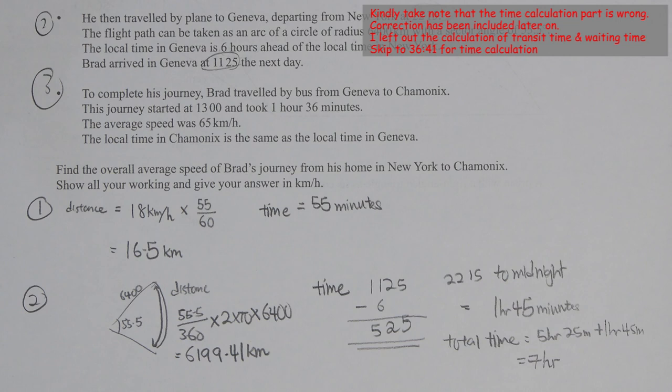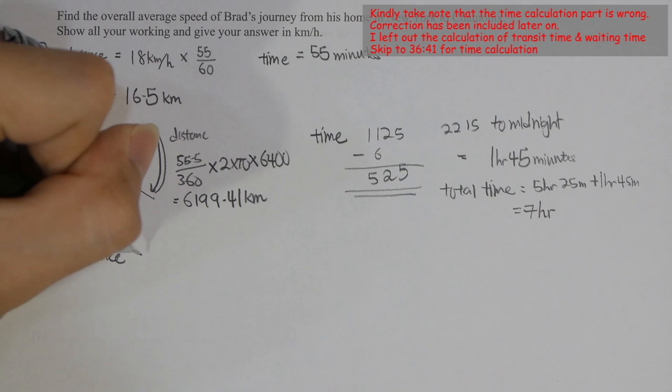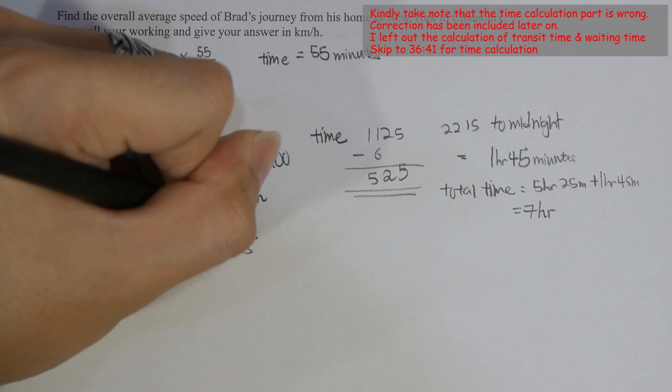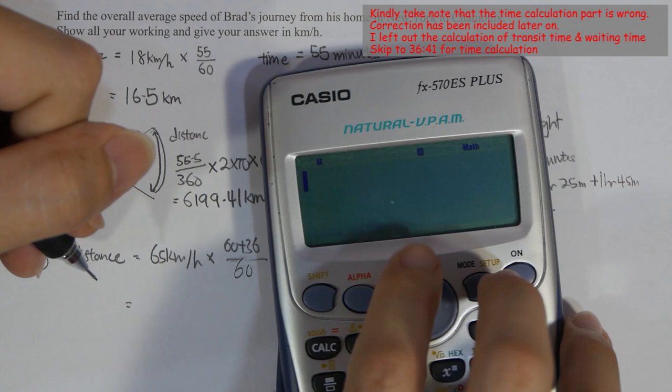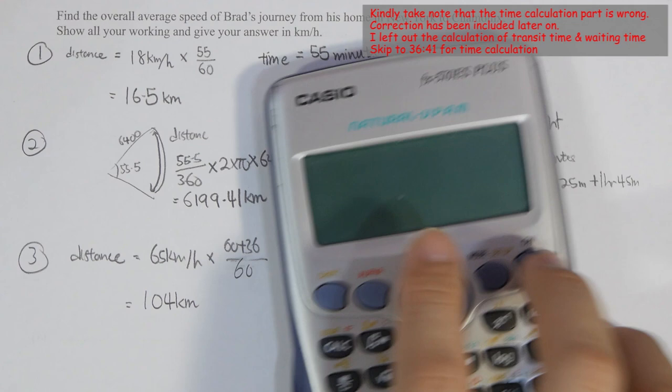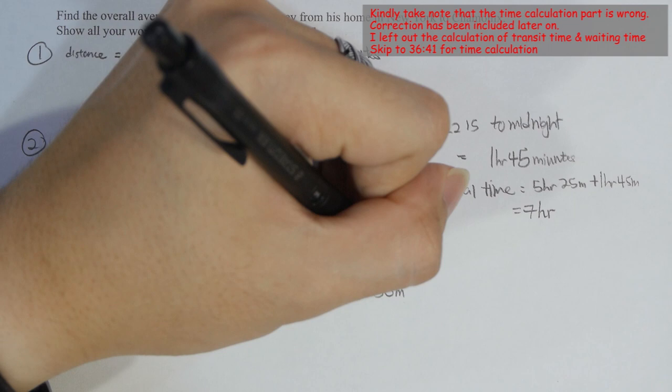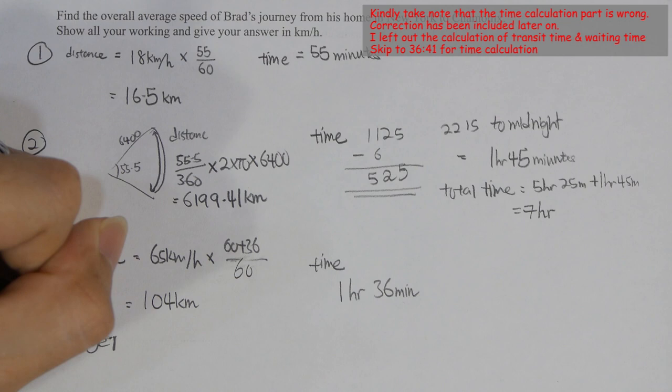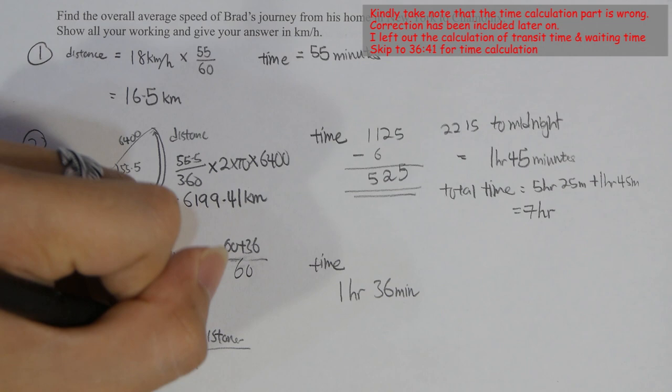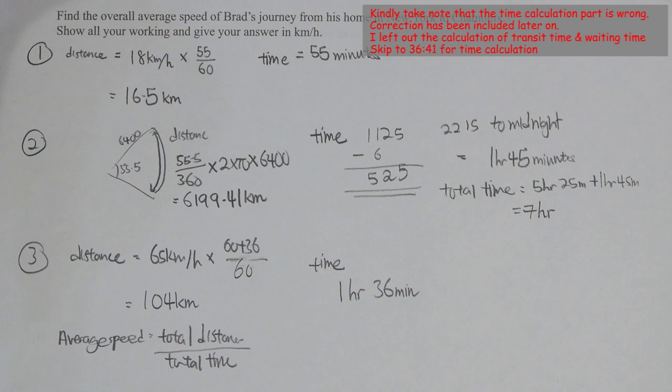But for part 3, I did the same thing again. Okay, I take the speed, multiply by the time taken. So we get 104 kilometers. So the total distance here, after adding everything up, is 6319.91.